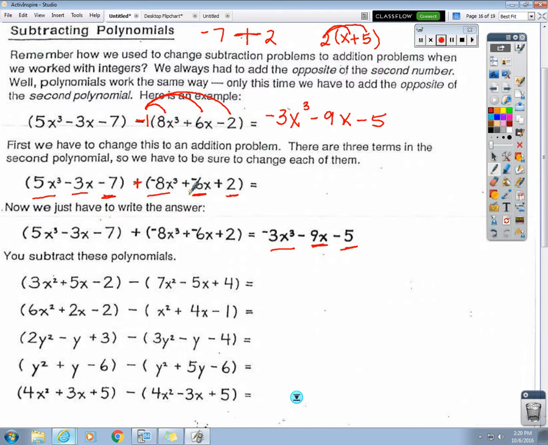So if you want to change it to an addition problem right away, you can. But to be able to do that, you have to change all the signs that came after it. That 8 became negative, that 6 became negative, that negative 2 became positive. Okay, so I'll give you a second to write this down, and then we'll continue to the next problem.